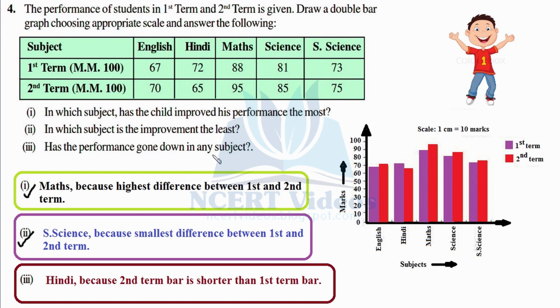Third, has the performance gone down in any subject? Well, yes, we have discussed it. This is the negative slope here, because performance was good, whereas in the second term performance got down. So this is your second, and that represents Hindi, because the second term bar is shorter than the first term bar. So this is your fourth question.